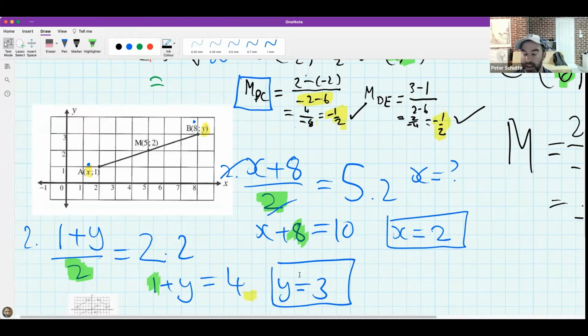So that is what I would call a more complex midpoint question. If I just give you 2 points and ask you to find the midpoint, you do need to be able to do that. But as the questions get harder, sometimes they'll give you the midpoint and pieces of the outer points, and you need to know how to rearrange the formula.